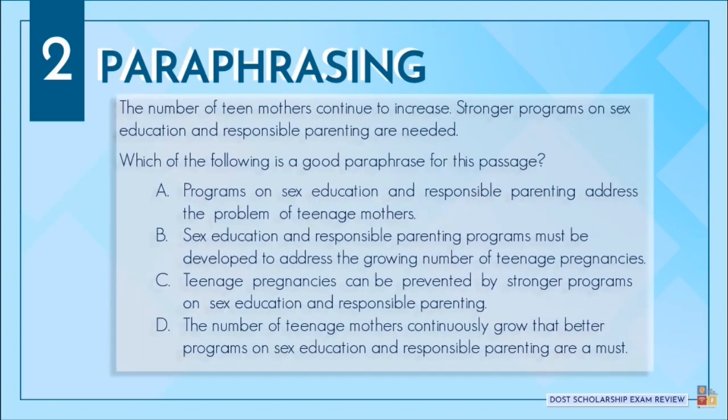Here we have the passage: the number of teen mothers continue to increase. Stronger programs on sex education and responsible parenting are needed. So we are going to choose a good paraphrase from these choices. Which of the following adhere to the steps we mentioned earlier? You can pause the video to answer the question.